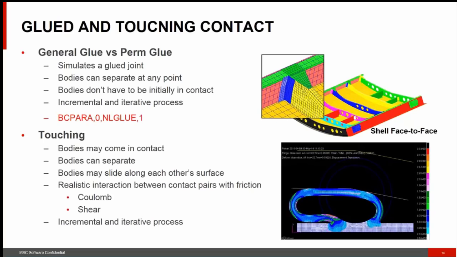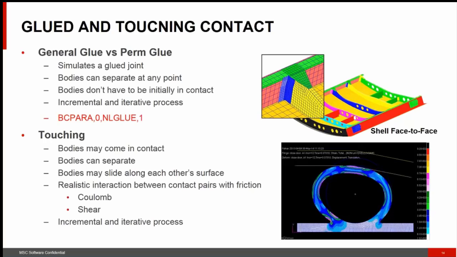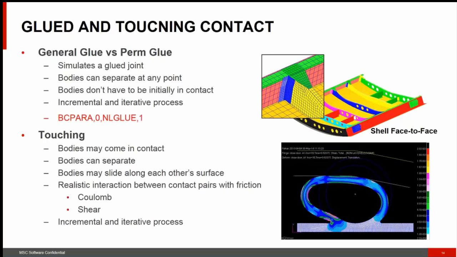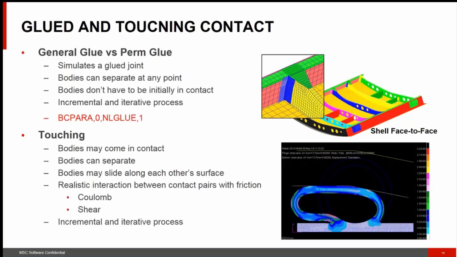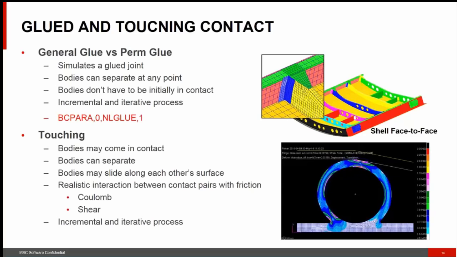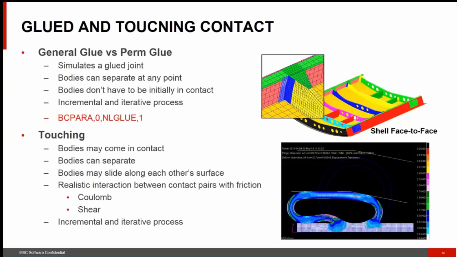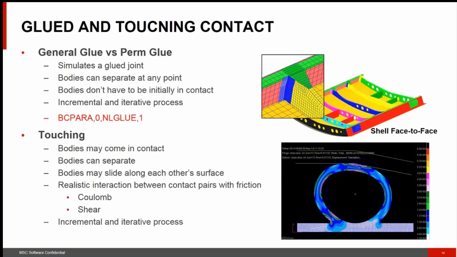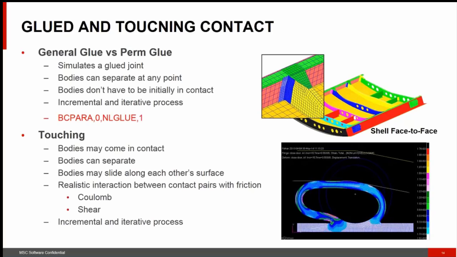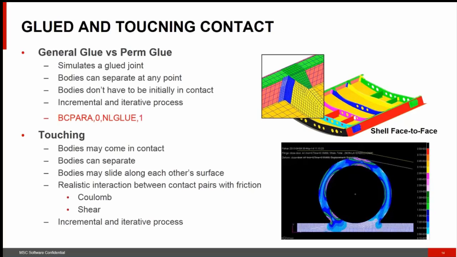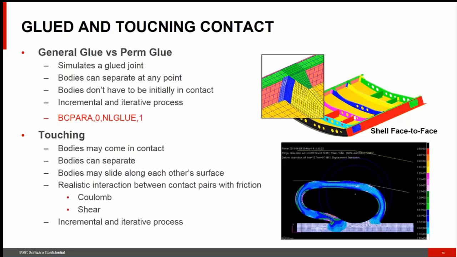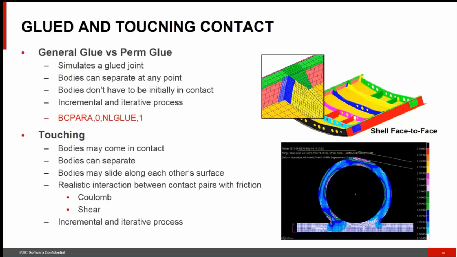Now, for the touching contact, another important point is that, just like general glue, it's an incremental procedure because we're running it in solution 400. So the status is checked in every increment, and the contact force will be checked against the separation force for contact separation once the solution converges. Bodies remain in contact if the pulling force is less than the separation force that's been defined. Otherwise, the contact allows separation.